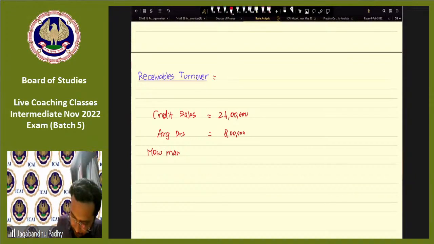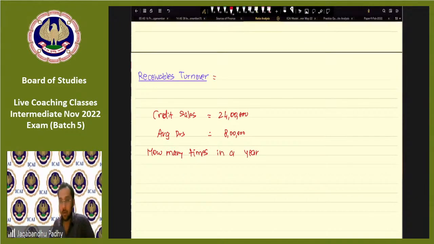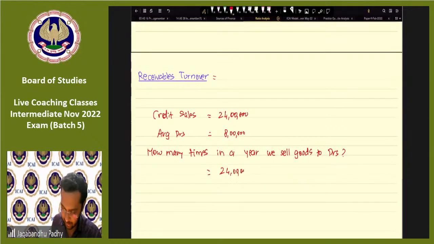So if I ask you how many times in a year we sell goods to debtors, what will be your answer? In a year, how many times are we selling the goods to our debtors? 3 times, right? Because the total sales is 24 lakh, and 8 lakh is the average debtors. On an average, we maintain a debtor level of 8 lakh. So 24 lakh divided by 8 lakh is 3 times, right?